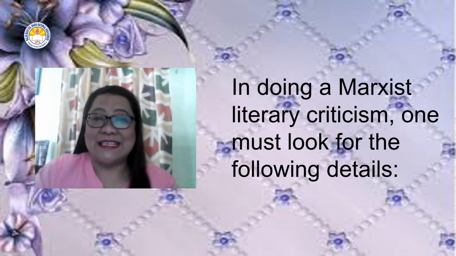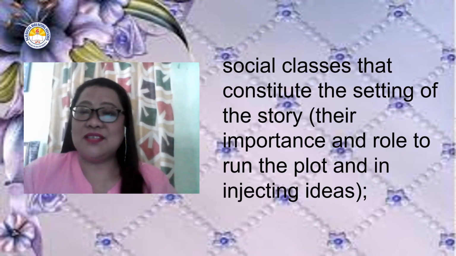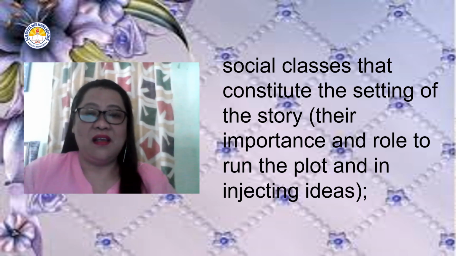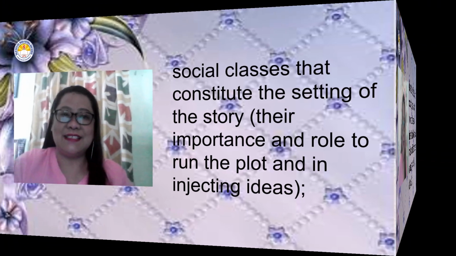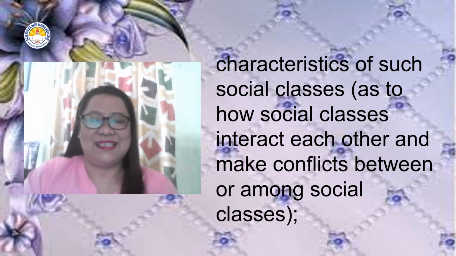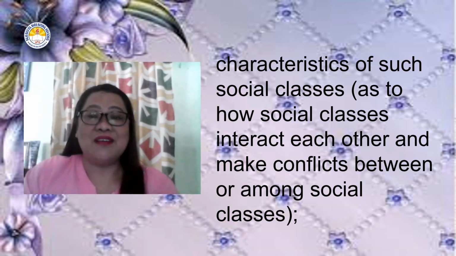In doing a Marxist literary criticism, one must look for the following details. Social classes that constitute the setting of the story, like the importance and role to run the plot and in injecting ideas. Characteristics of such social classes, as to how social classes interact with each other and make conflicts between or among social classes.